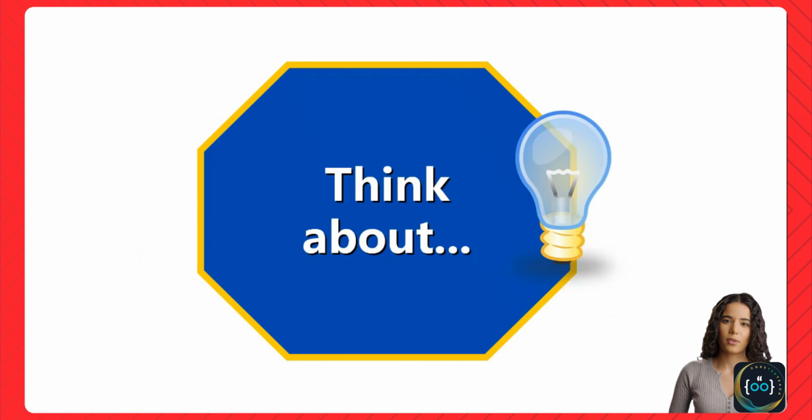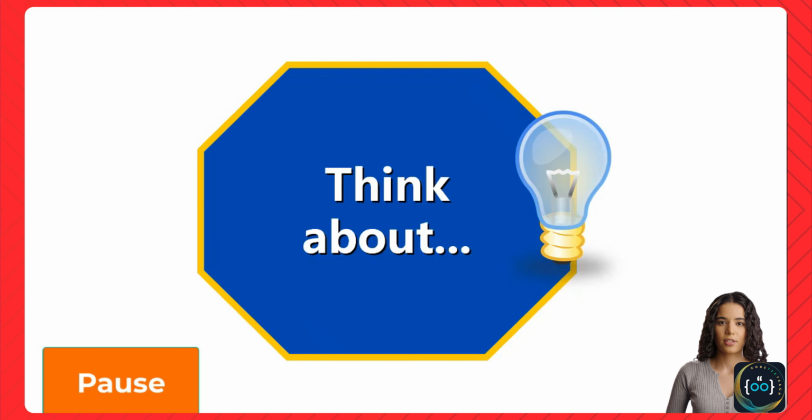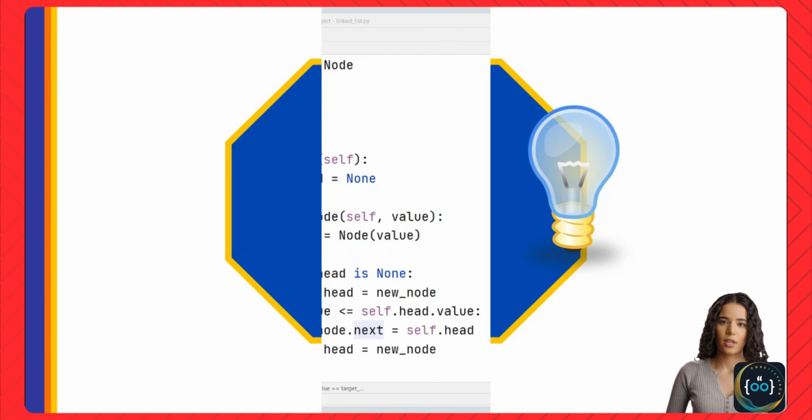Think about this for a moment. How would you implement this operation using the concepts of previous and runner? What determines if a node is a tail node or not? Pause the video for a moment, think about this, and then come back.